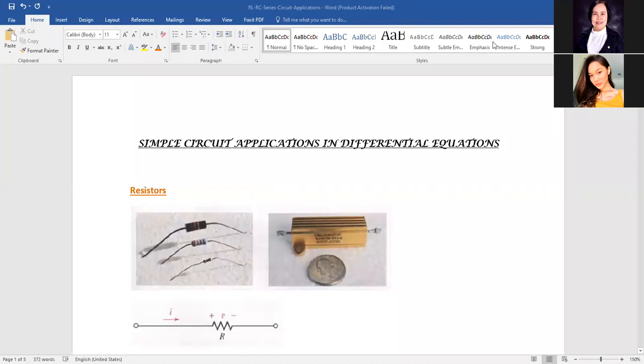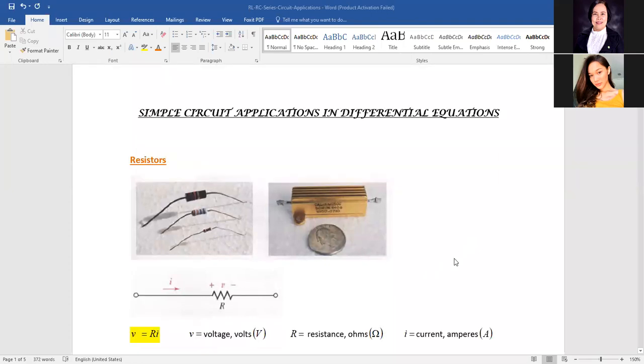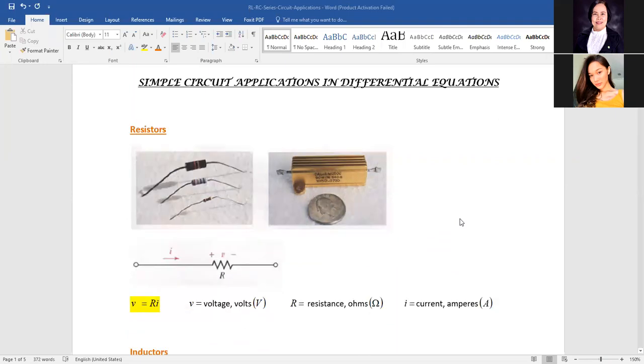So for today, we'll be discussing circuit applications, but these are both the standard and the simplest fundamental application of differential equations for circuits modeled using, of course, differential equations. Before we go to the real DE, let me first show to you the circuit elements that will be present in the circuit later on that we're going to model.